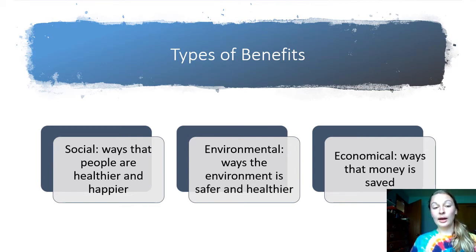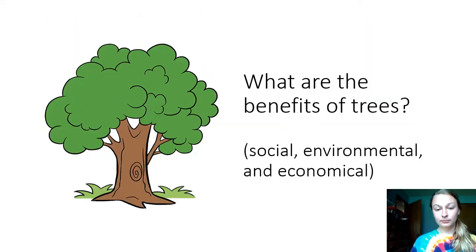And so I would start out talking about the 3 main classes of benefits we could group these into, and that would be social, environmental, and economical. So social I would describe as ways that people are happier and healthier. Environmental I would describe as the way the environment is safer and healthier. And then economical would be a way that you can save money either right now or in the future.